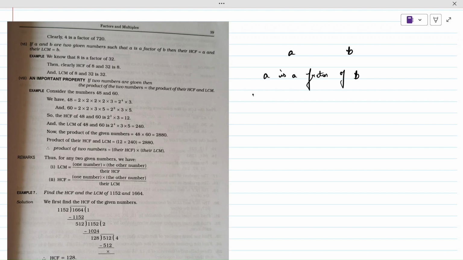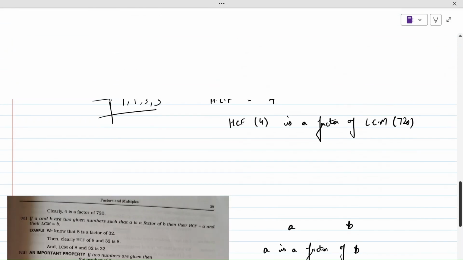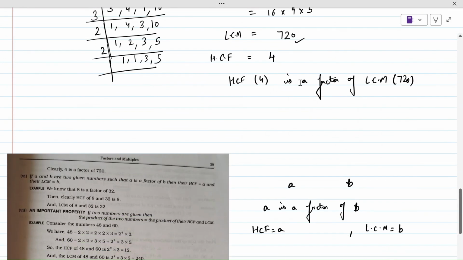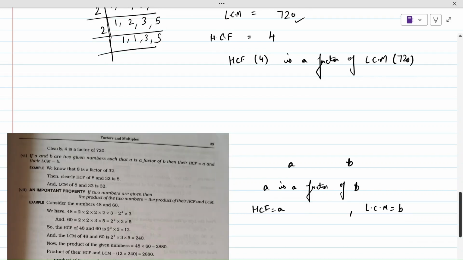Then HCF will be A and LCM will be B. This is actually the same property which we have done above. We have learned that HCF is a factor of LCM. The same thing has been said here, that if A is a factor of B, then A will be the HCF and B will be the LCM.